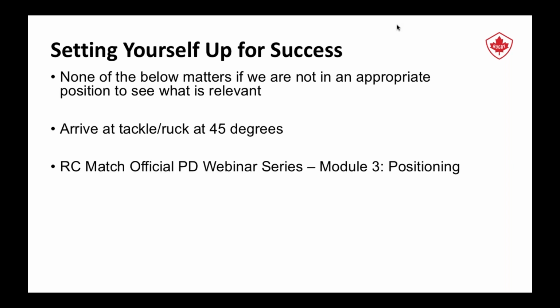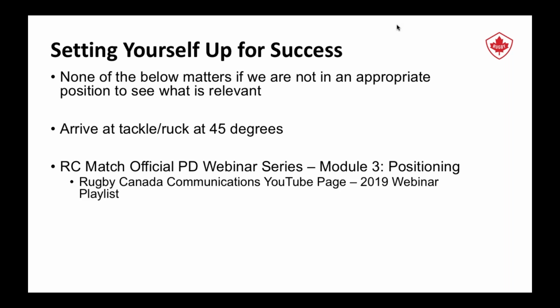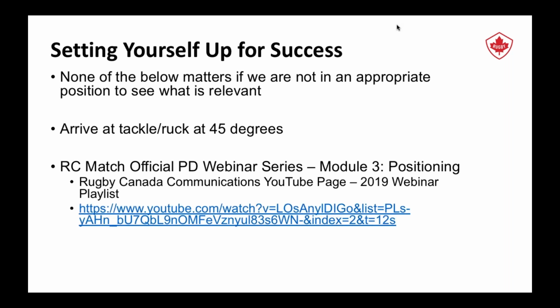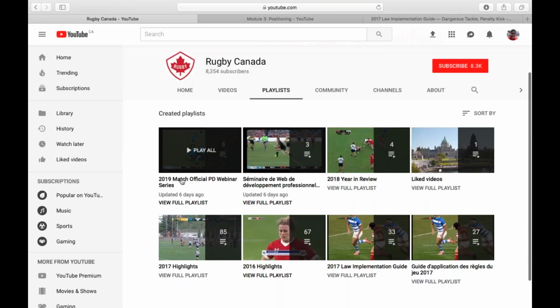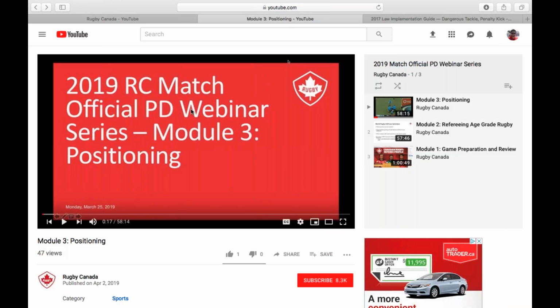So where can we find some of this, to answer Jeff's previous question? Module 3, a few weeks ago, was on positioning. And you can find all of our 2019 modules on the Rugby Canada Communications YouTube page. Here's a link, and when we click on that link, we get to this website. Once you go into Rugby Canada Communications, you can also type it to search up there, and get into our playlists. Our created playlist is the 2019 Match Official PD webinar, and I've already pulled up what module 3 would look like. Module 3 is here, and you'll see module 2 and module 1 that have all already been posted.